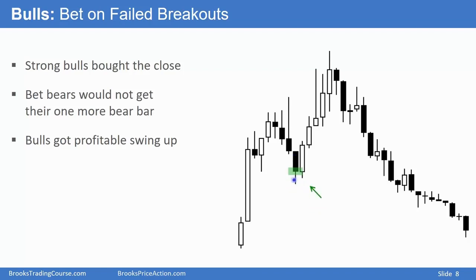Bear breakout, the bulls know the bears need one more bar. The bulls will buy that close, and if the bears get their second bar, as they did here, the bulls will take their loss. They'll sell out with a loss.